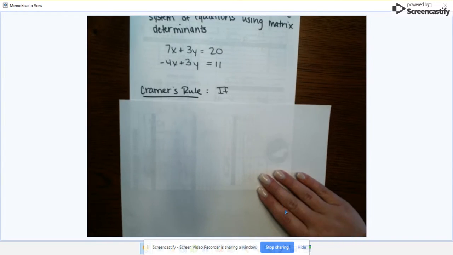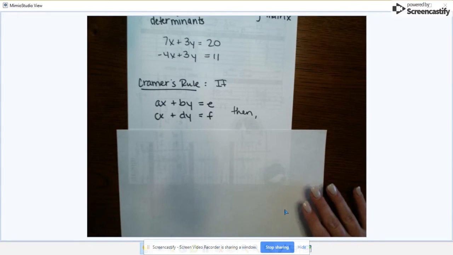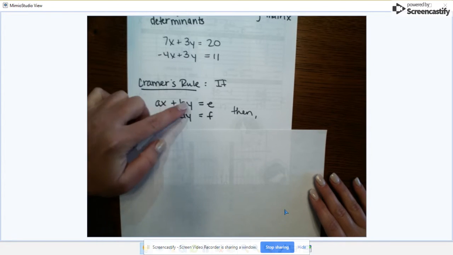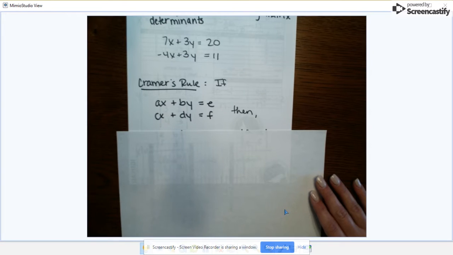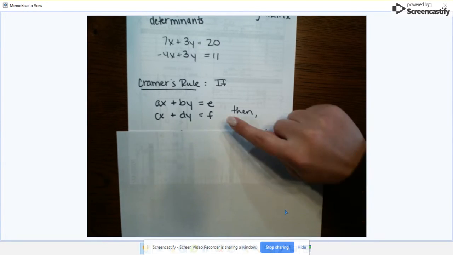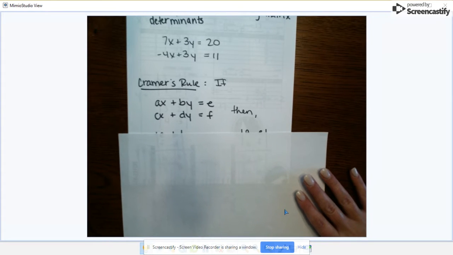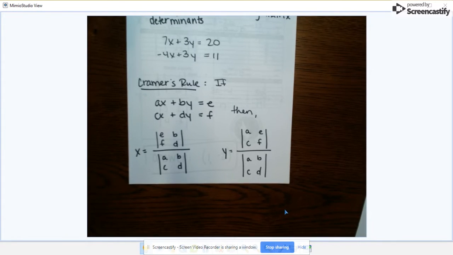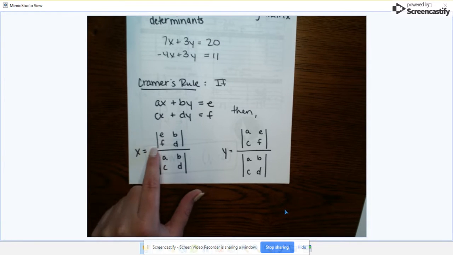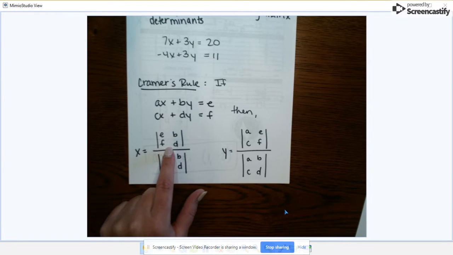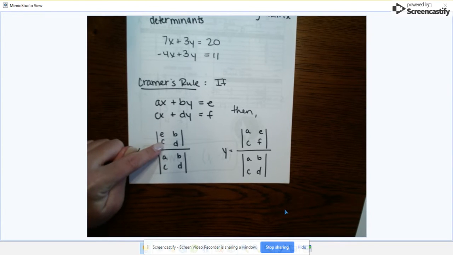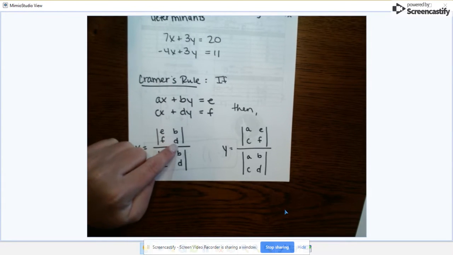So our definition of Cramer's rule: if we have two equations with two variables, so our x and our y are going to be variables, and a, b, c, d, e, and f are all coefficients or constants, then we can find our solution, our xy solution, using these determinants. Remember, straight brackets mean the determinant of this 2 by 2 matrix. So we're going to plug our E and F values in and our B and D coefficients in.